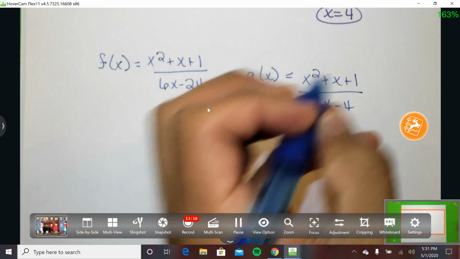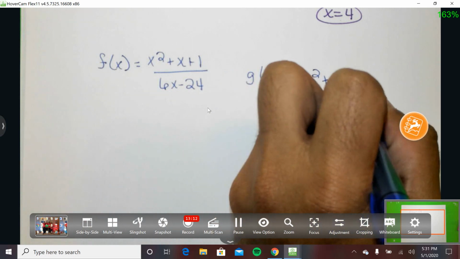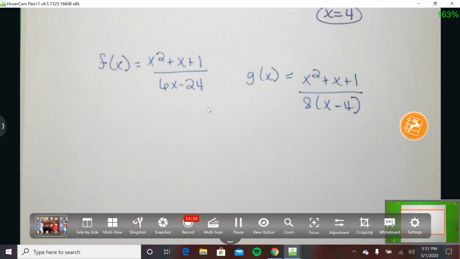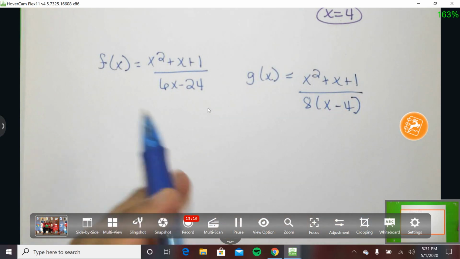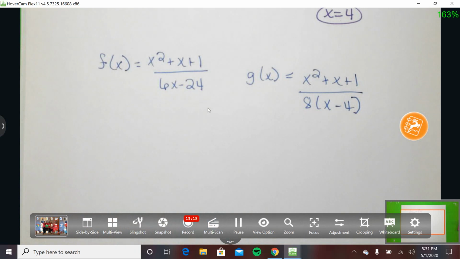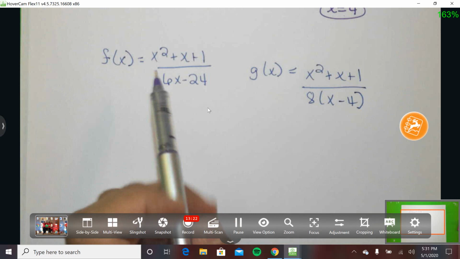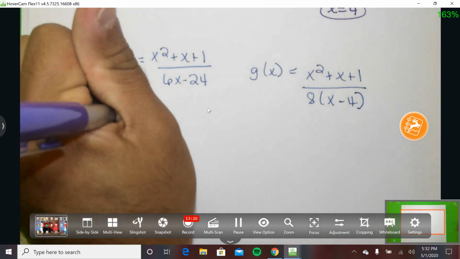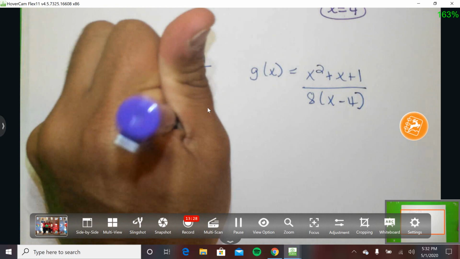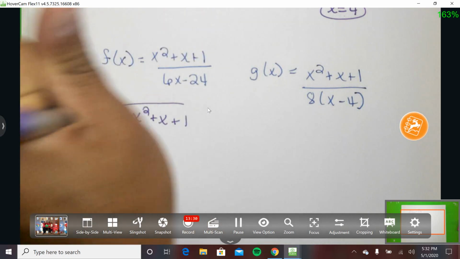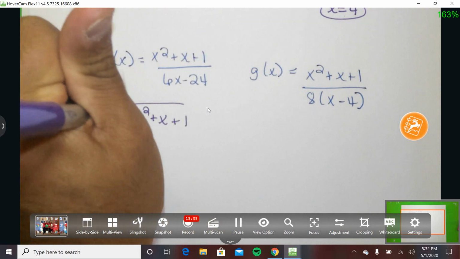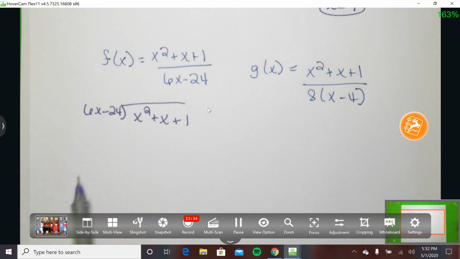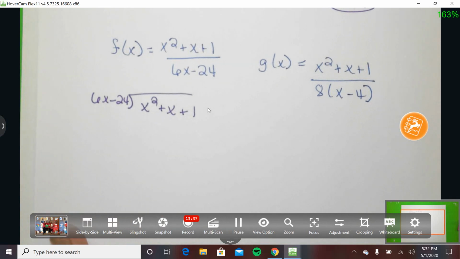Oh, I should have distributed. That's fine. All right, so when you have to compare your oblique asymptotes, I know some of y'all don't like this, but you have to basically long divide. So I'm going to have to say x squared plus x plus 1 divided by 6x minus 24.